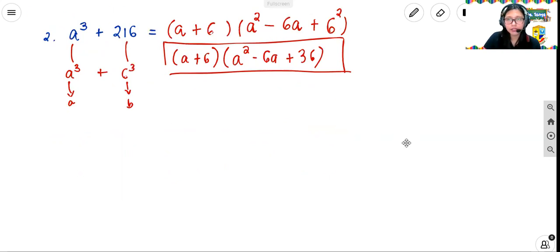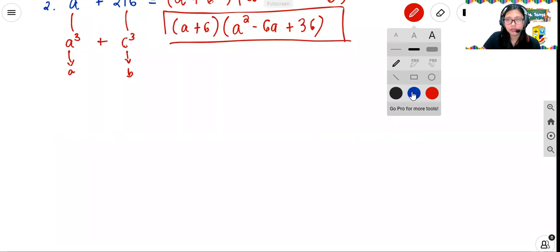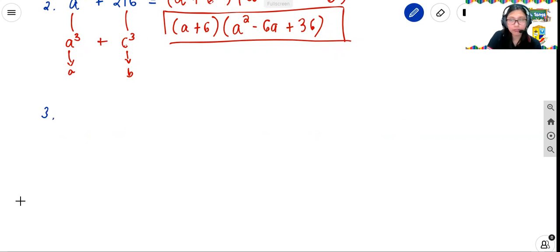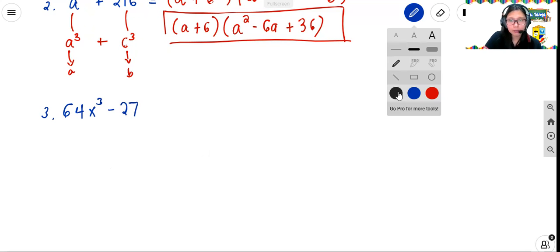Let's have another one. Let's have a last example before we go to practice exercises on this. Let's have 64x cubed minus 27. Okay. So let's first determine what our a and b are.